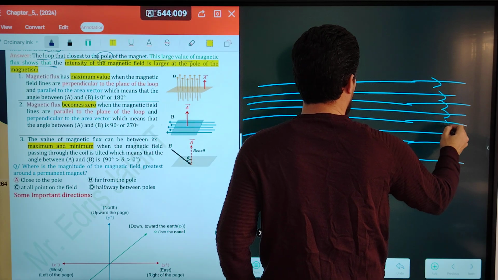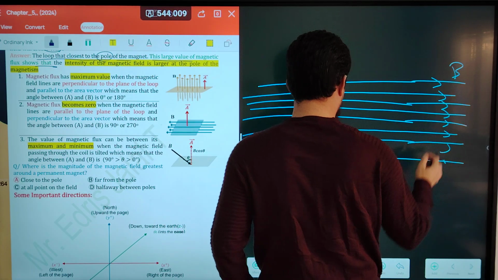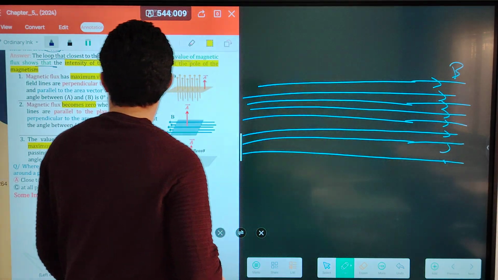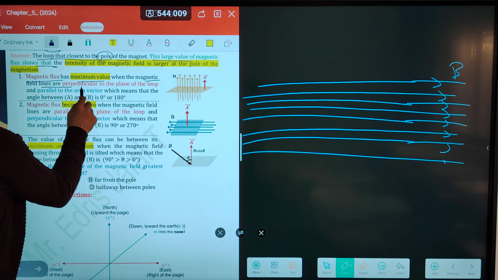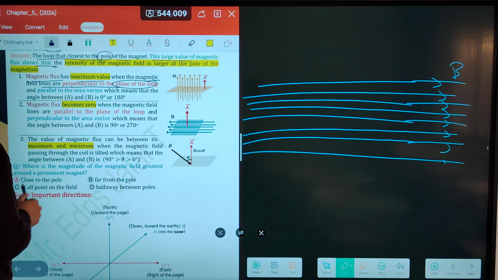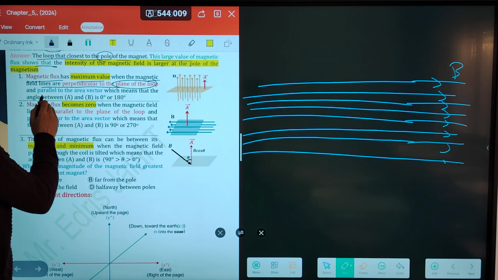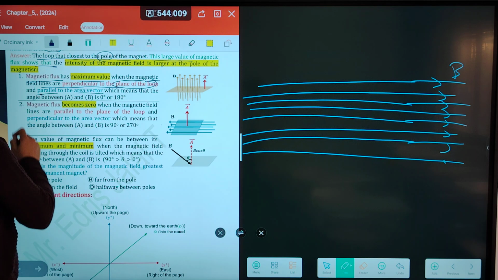Assume that this is the magnetic field. For example, when does magnetic flux have its maximum value? When the magnetic field lines are perpendicular to the plane of the loop. When the plane of the loop is perpendicular, it means that the area vector is parallel to the field.